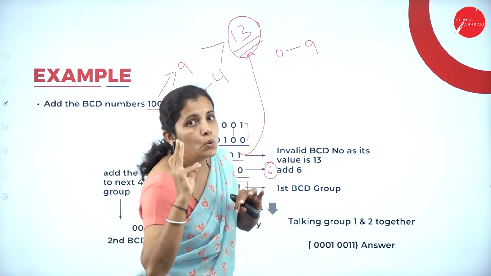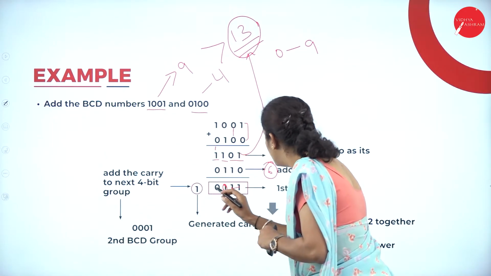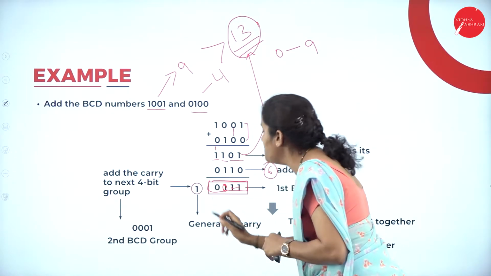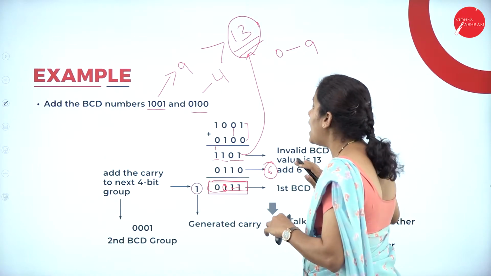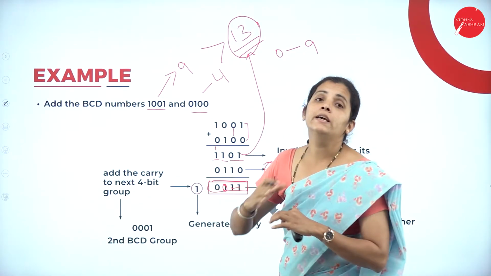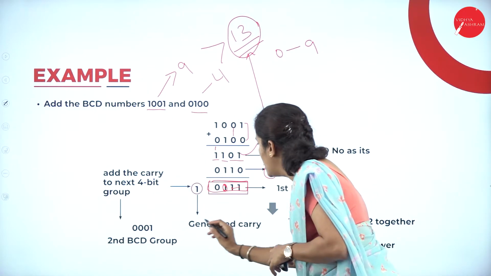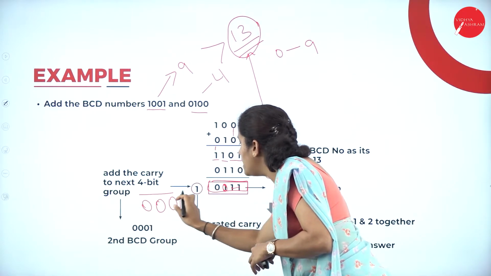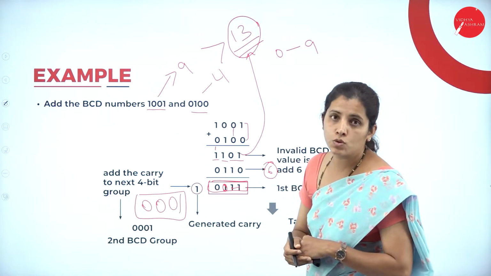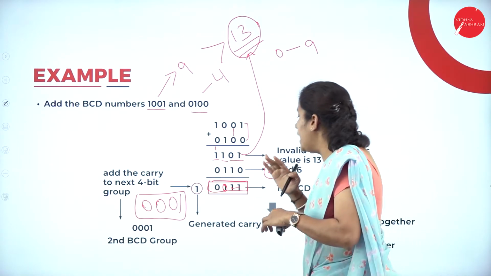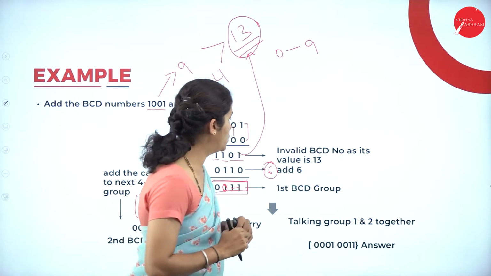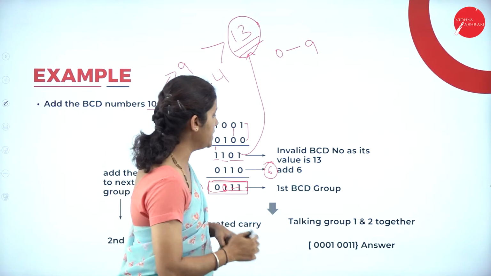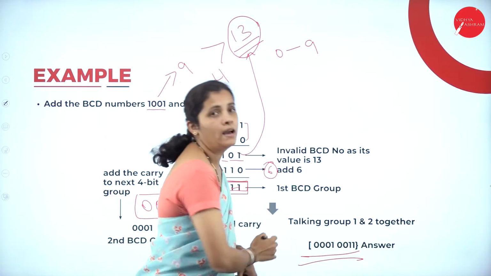I am going to group the first BCD group. That means I am going to consider the first 4 digits as my first BCD group and add the carry to the next 4-bit group. That means I am going to create another BCD group, that is the carry value 0, 0, 0, 1. And at the end, I am going to write the first BCD group and second BCD group together, and this is my answer.